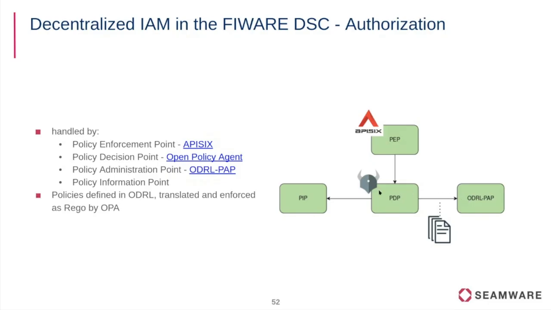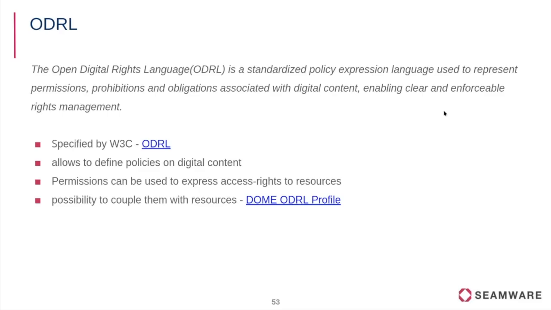The Open Policy Agent itself evaluates policies in the format of Rego, so it does not understand ODRL. Therefore, we have a service that consumes ODRL policies and translates them into Rego so that they can be understood by the Open Policy Agent. Now, what is ODRL? As already said, ODRL is the Open Digital Rights Language, which is a standardized policy expression language used to represent permissions, prohibitions, obligations associated with digital content to enable clear and enforceable rights management.